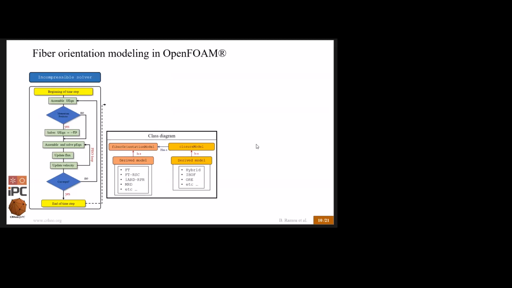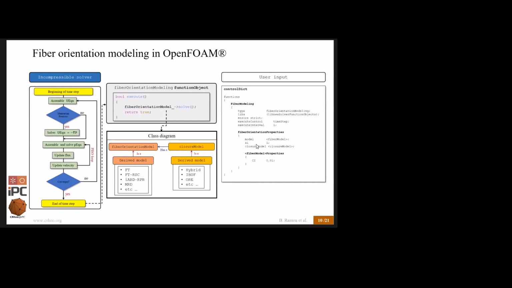You have an incompressible solver. You're going to solve another step, converting your local fields very well. We're going to plug this inside a function object. And when you call the function object's execute block, it's going to call the solve statement of the fiber orientation class. It's going to solve the system for you.